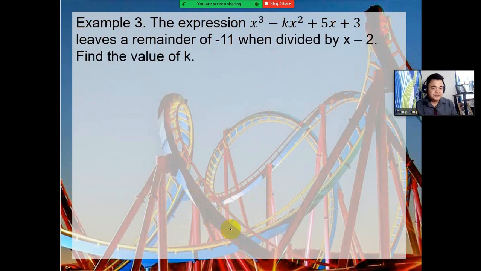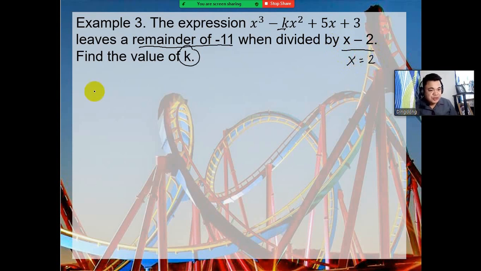Next, how about this kind of example under the remainder theorem? The expression x cubed minus kx squared plus 5x plus 3 leaves a remainder of negative 11 when divided by x minus 2. Find the value of k. So we are looking for the value of k, and k is one of the coefficients. And as you can see here, we have the given remainder, we don't need to solve it, which is negative 11. And the divisor is x minus 2. So we can also make this x equals positive 2.